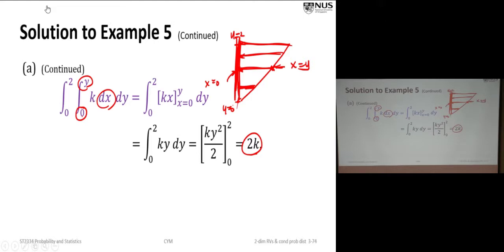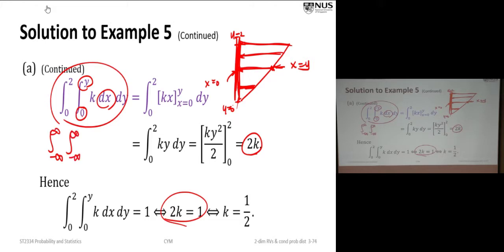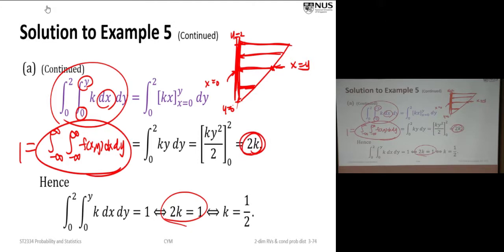And this 2k must equal to 1. All right, because this whole thing simply means that we integrate from minus infinity to infinity the joint PDF dx dy. And this has to be 1. And after I do the integration, it turns out to be 2k. So 2k must be 1, or k equal to half. So after I do all this complicated integration, I got k equal to half.